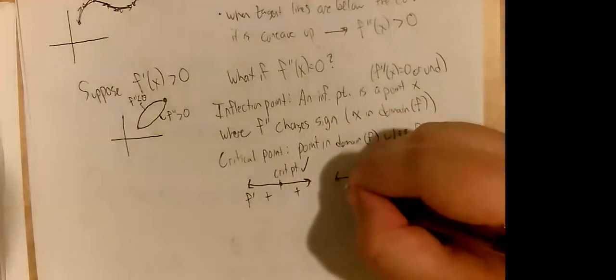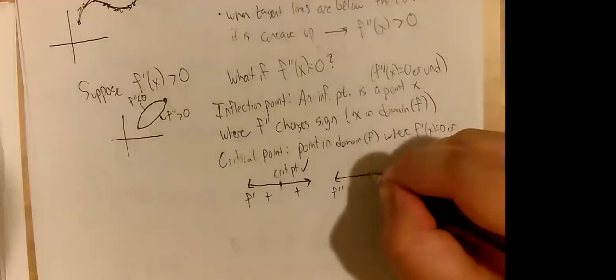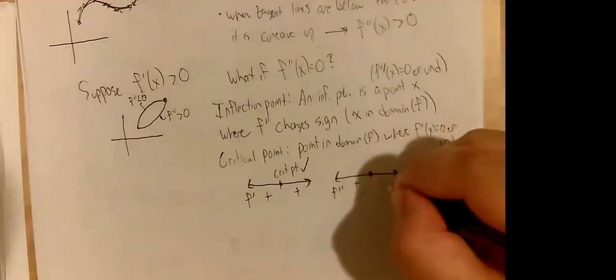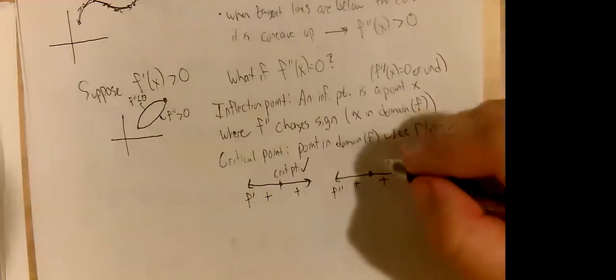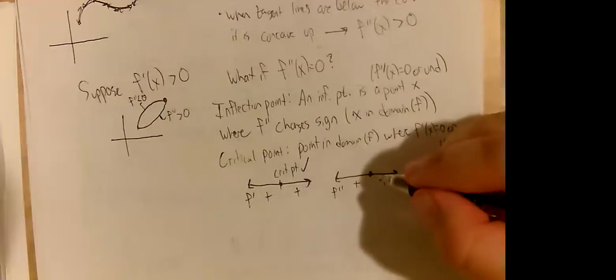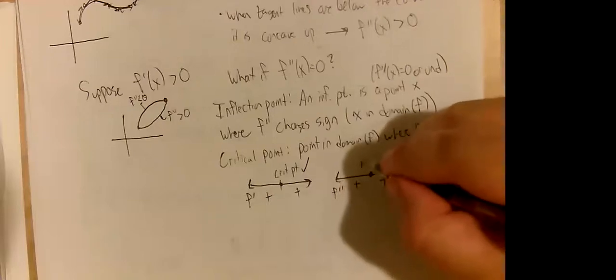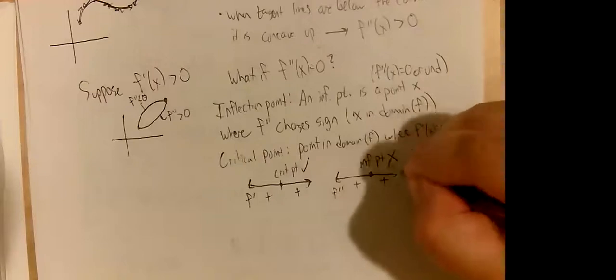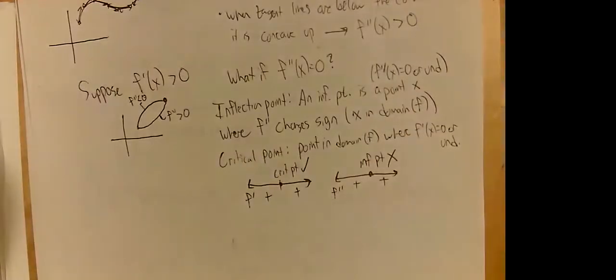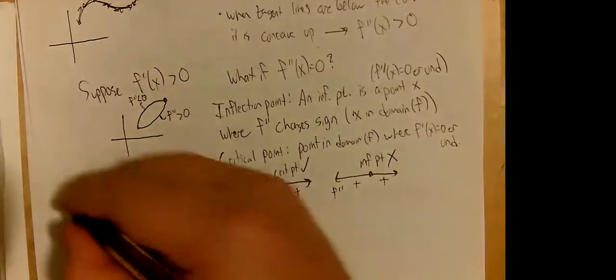However, if we did the similar thing with f double prime and we didn't change sign right there, even if the second derivative was 0 or undefined, this would not be an inflection point. So that's one key difference between critical points and inflection points. It's a bit harder to be an inflection point because you actually need to change sign of your concavity as you move over it. So there's a little bit of a subtlety there. All right, so let's take a look at an example here.